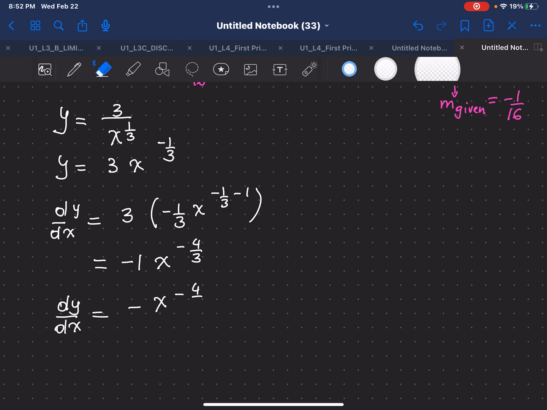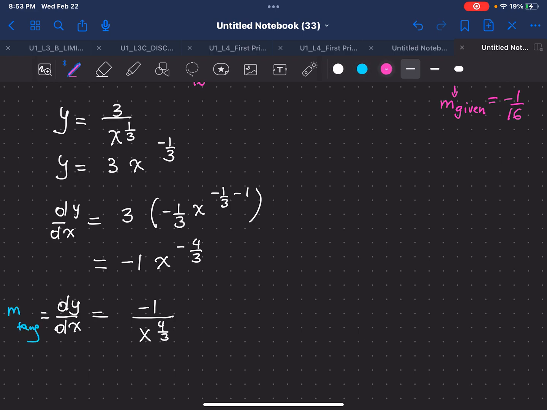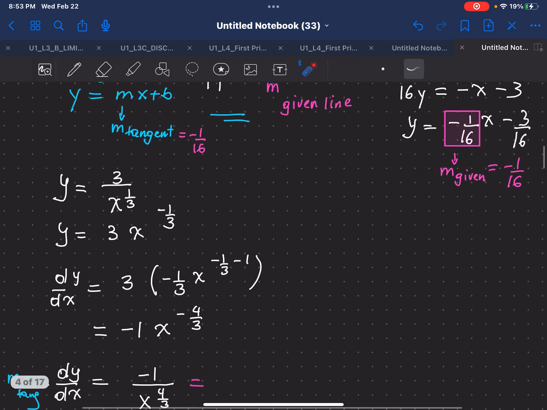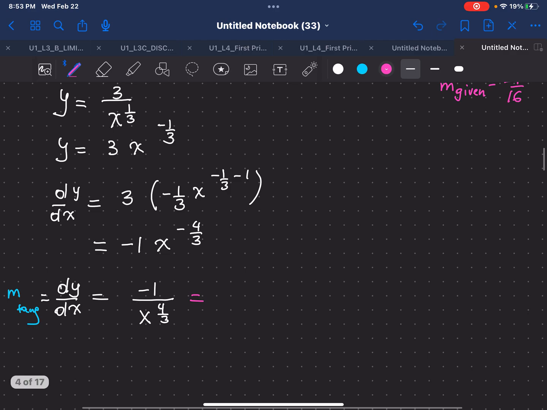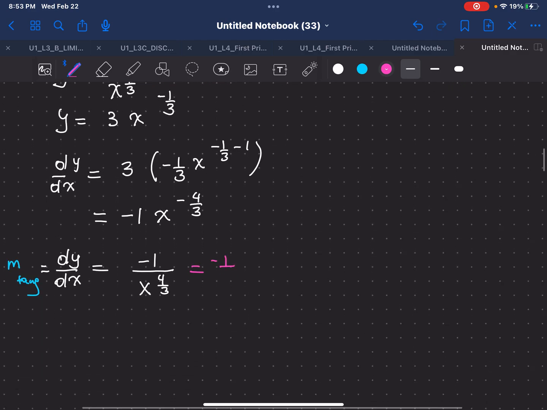Or even better, since we are evaluating it very soon, it would be equal to negative 1 over x to the power of 4 over 3. Now remember that this would be the slope of the tangent. And the slope of the tangent, we said, would be equal to the slope of this given line. So that means that this value would have to be negative 1 over 16.